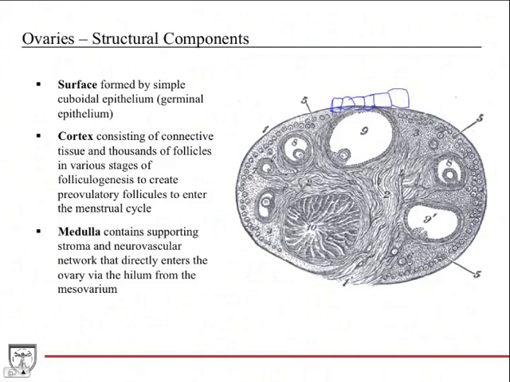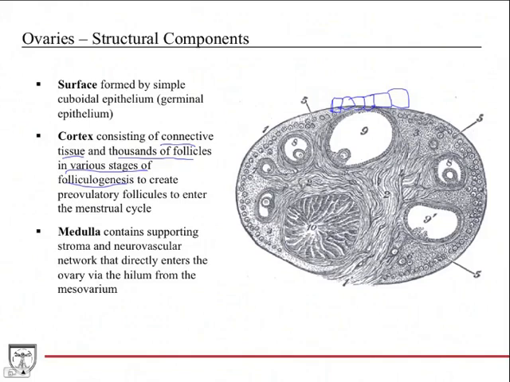So you have the cortex here, which is kind of the outer portion within the parenchyma of the ovary, and this consists of kind of connective tissue, and then really the main part is the thousands of follicles in various stages of folliculogenesis, which serve to create the pre-ovulatory follicles that will enter into the menstrual cycle. So you can see in this diagram the different follicles here. They're all in different stages of folliculogenesis, and that's kind of carrying out the main reproductive function of the ovary.